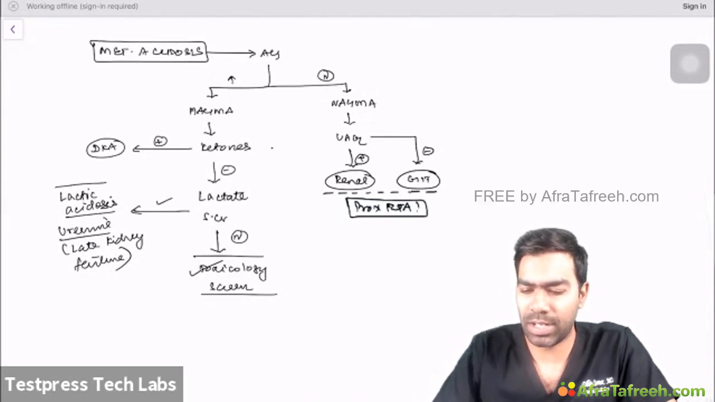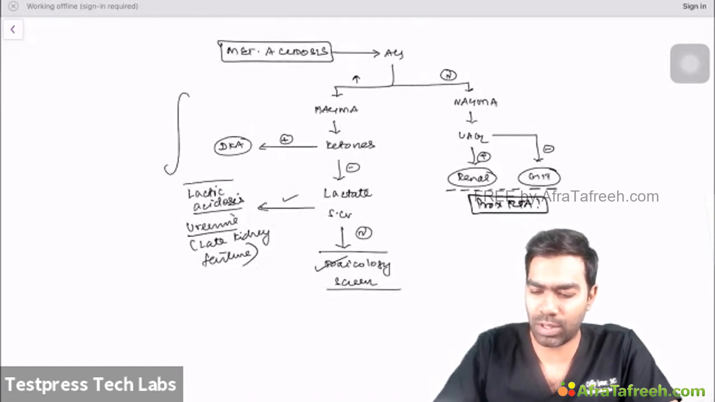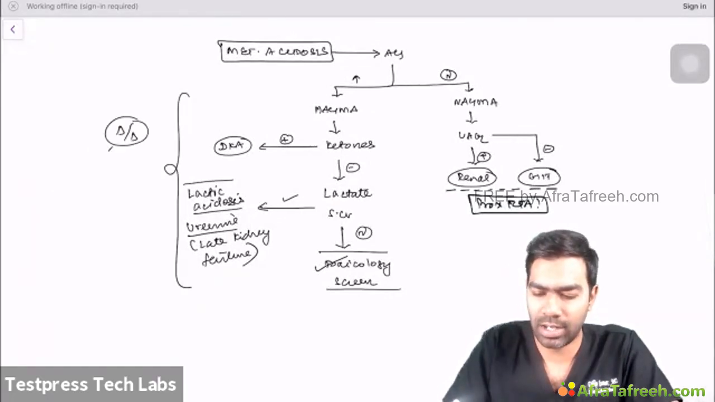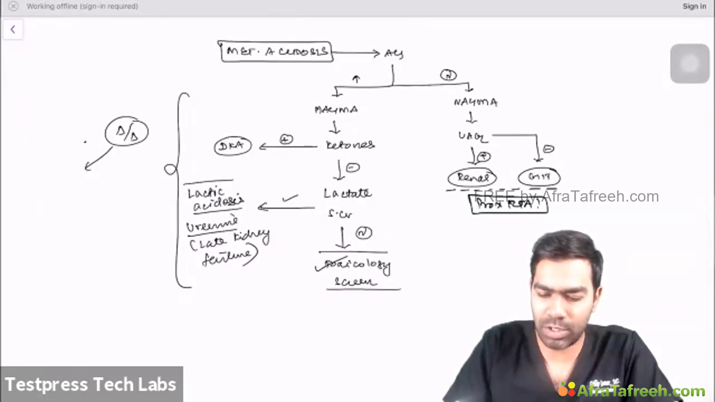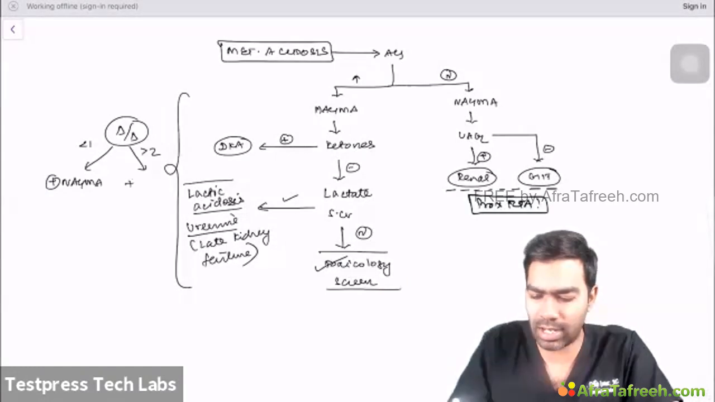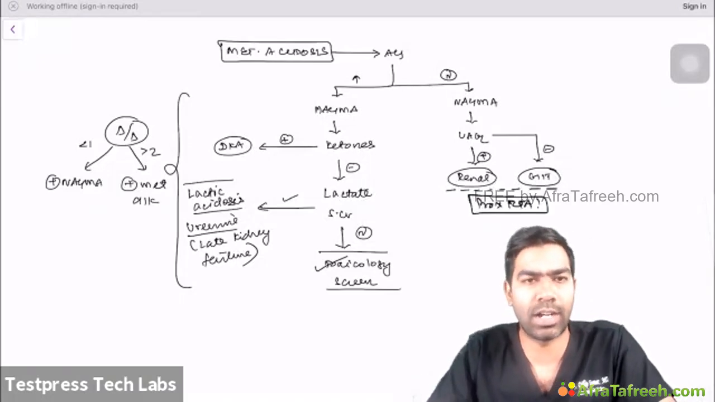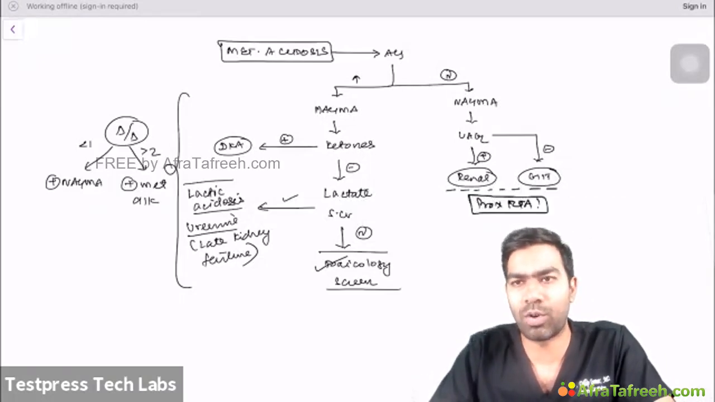metabolic acidosis. And please do understand the fact that whenever the patient is having a HAGMA, one more important thing that I need to do is the delta-delta ratio. Don't forget that. If delta-delta ratio is less than 1, then I can be sure that the patient is having associated NAGMA. If the delta-delta ratio is more than 2, then I can tell that the patient is having associated metabolic alkalosis because of some other etiology also. So this is very important to understand from a clinical perspective.